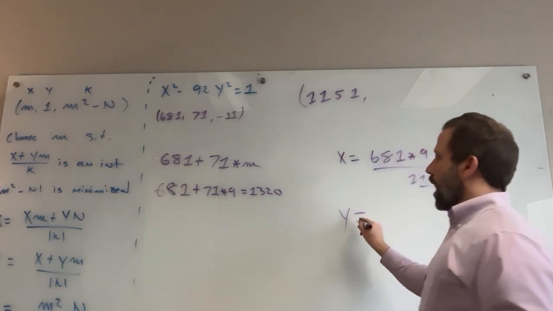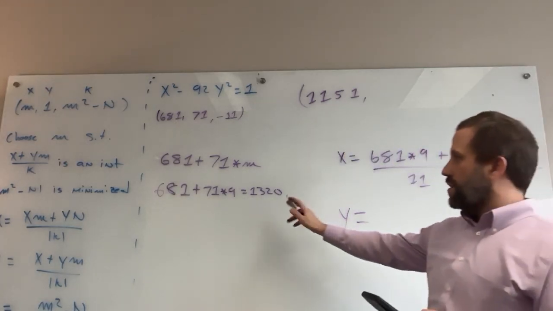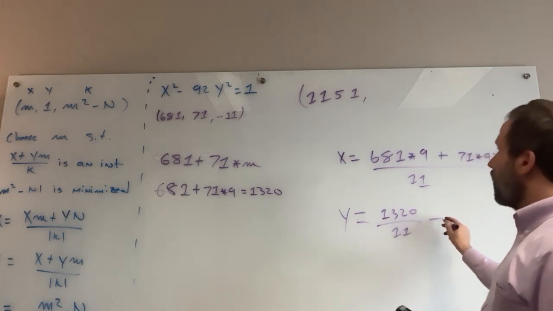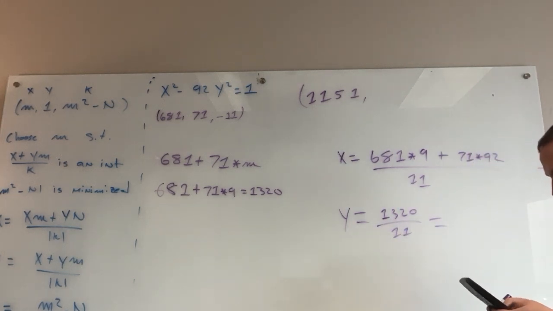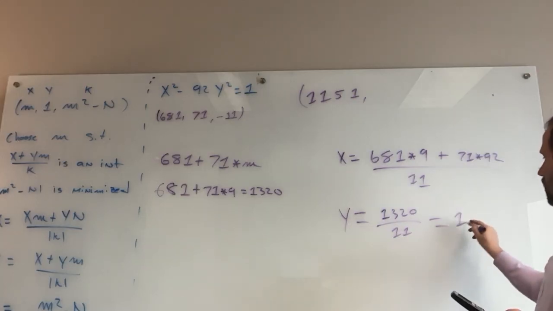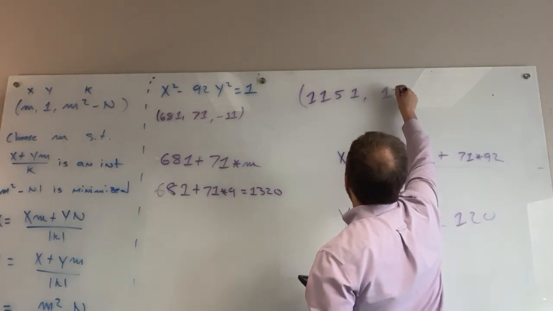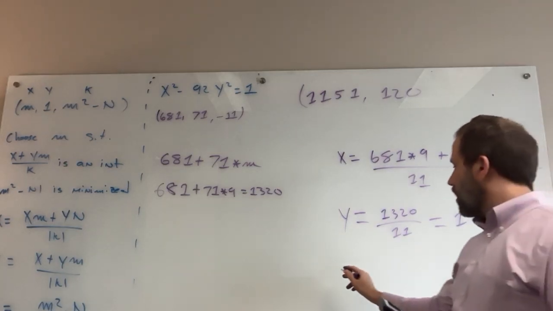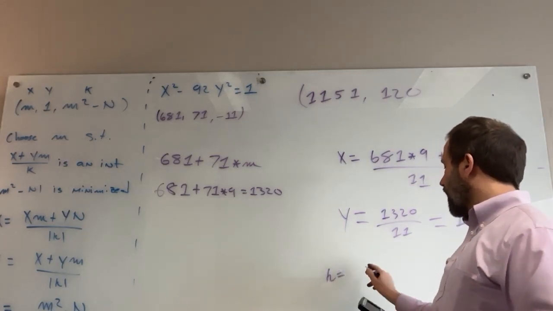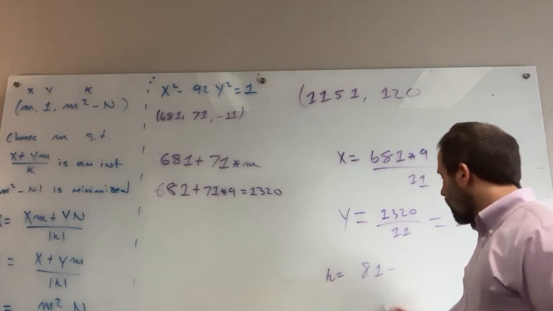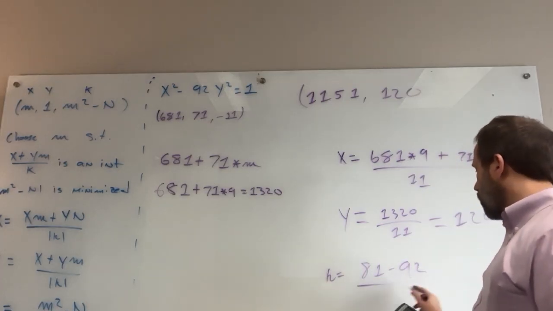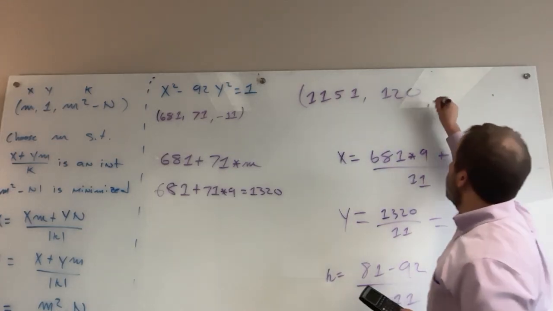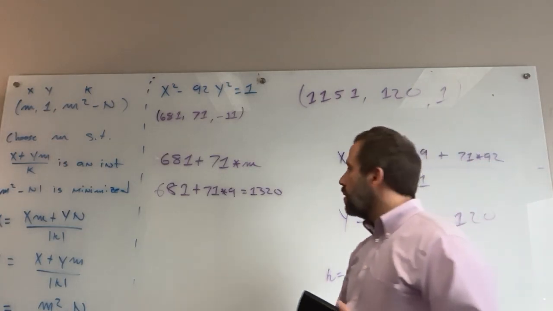Okay, our new y is going to be this number here, 1320 divided by 11. 1320 divided by 11 gives us 120. And then finally, our new k is going to be 9 squared, which is 81, minus 92, over minus 11, and this is equal to 1. So now that is our Brahmagupta triple.